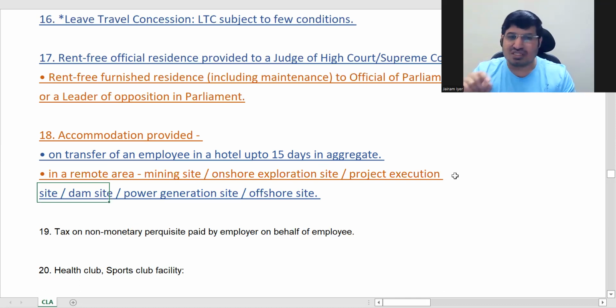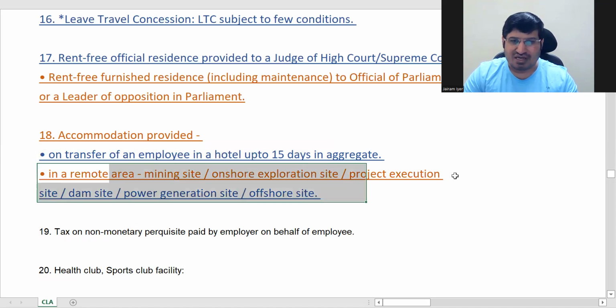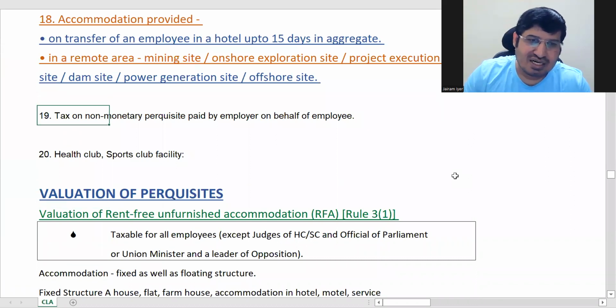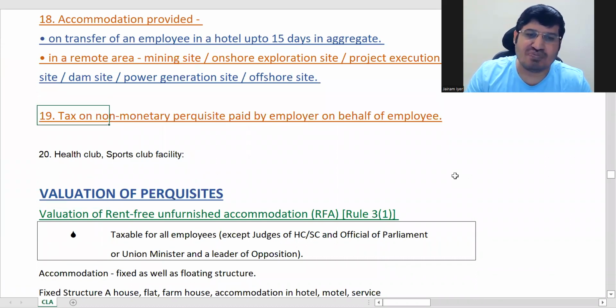So if you see closely, see all these places, they would not be within the city. If you see all these are all in a remote place, all these would be. Okay, so if an employee is employed in such place and is provided an accommodation there, that is exempt. Okay, so this point is different from this point. Okay, ye point alag hai. Then next is what? Tax on non-monetary perquisite paid by employer on behalf of employee.